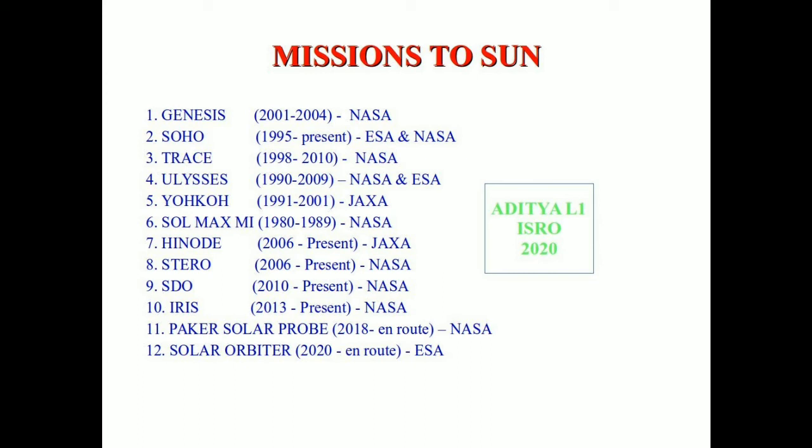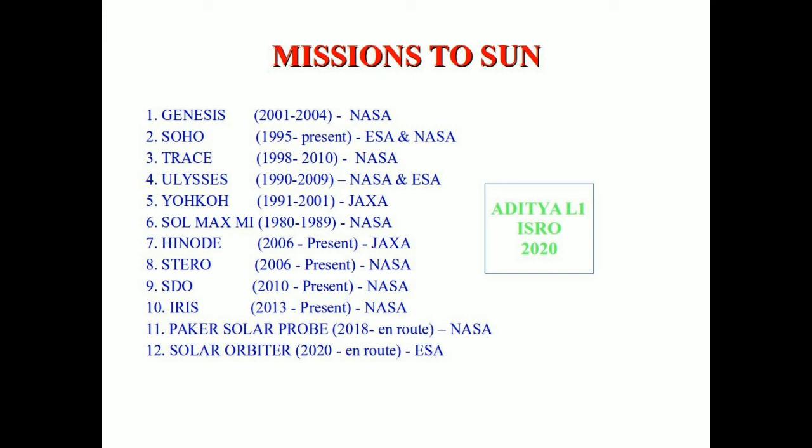Third one, Transition Region and Coronal Explorer, launched by NASA. Its goal was to better understand how magnetic field and plasma act in the sun's environment. Fourth one, Ulysses. It is a collaborative work of NASA and ESA which is designed to look at the heliosphere. Fifth one, Yohkoh or Solar A. It is a Japanese-led spacecraft from the Institute of Space and Astronautical Science.